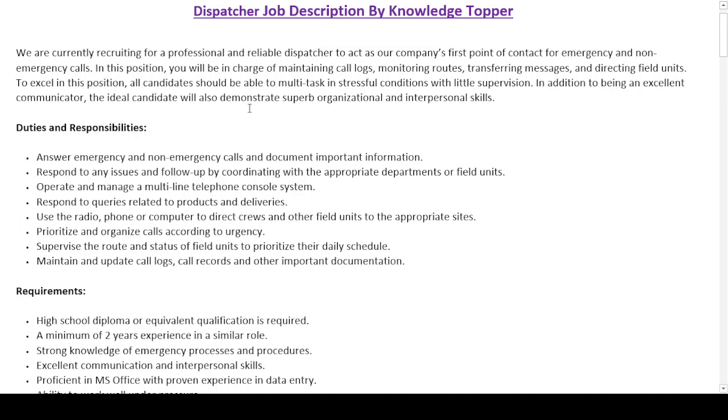Basically, the job description of a dispatcher is not only important from the perspective of an employer or a company, but it is also very important from the perspective of employees as well, because in this job description we have included many important duties and responsibilities of a dispatcher that help potential candidates to work on important requirements in order to meet the specific requirements of this particular job.